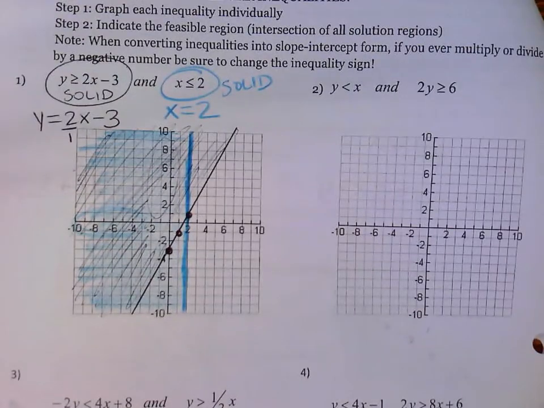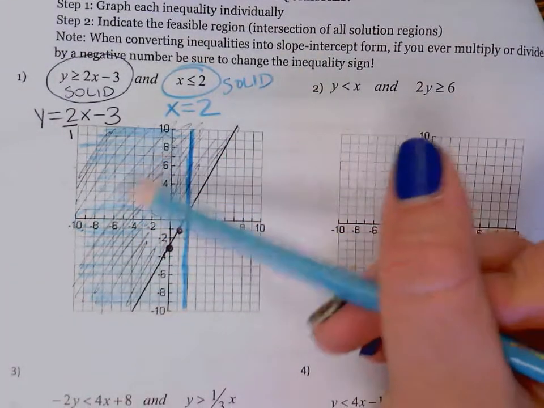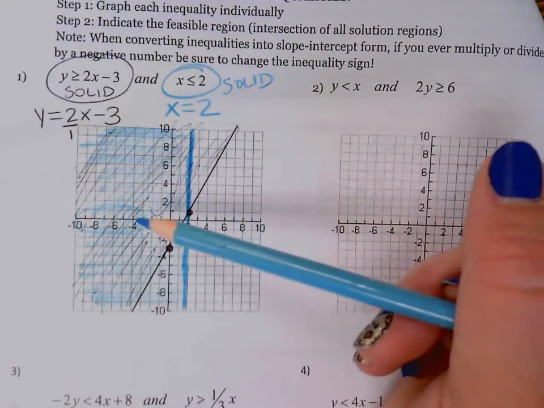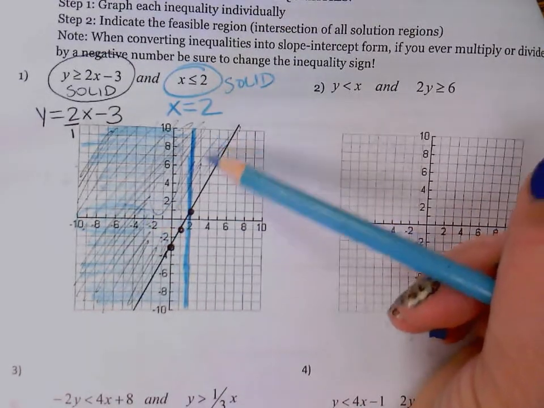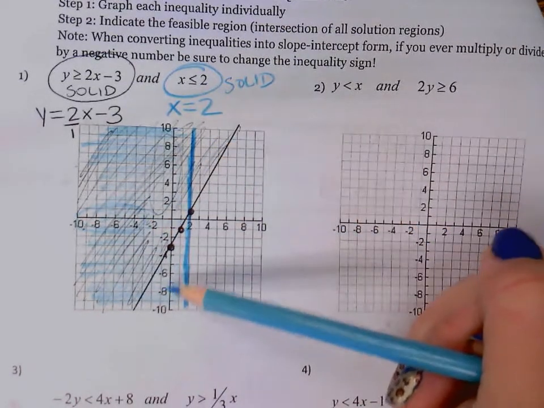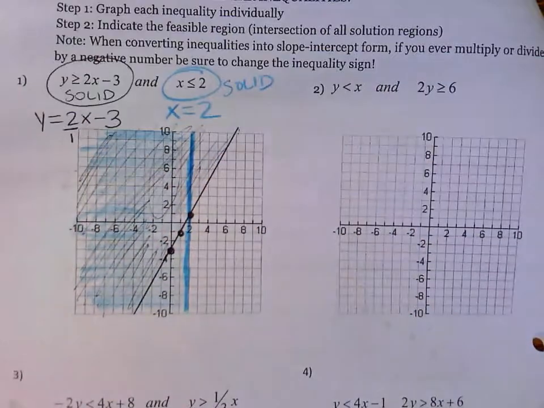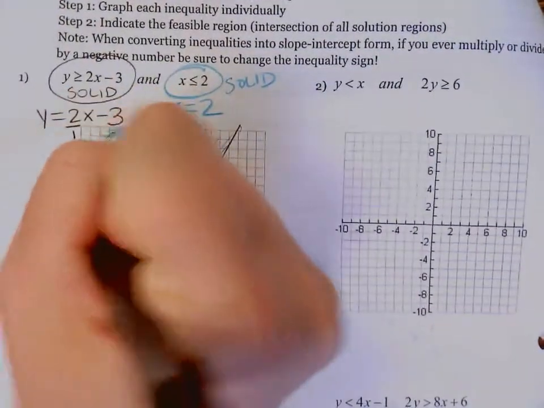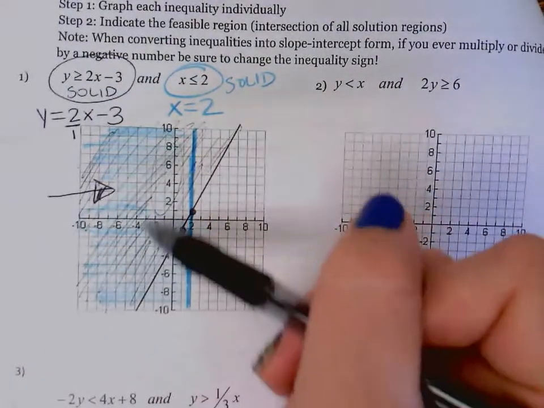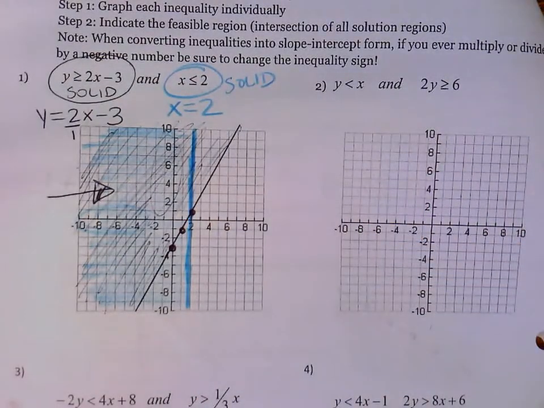And it's kind of hard to tell on my graph, but you want the region that was black and blue. So I've got this tiny triangle that's just black, tiny triangle that's just blue, and then this whole region here is black and blue. So it says to identify your feasible region. It's this region right here is my solution.